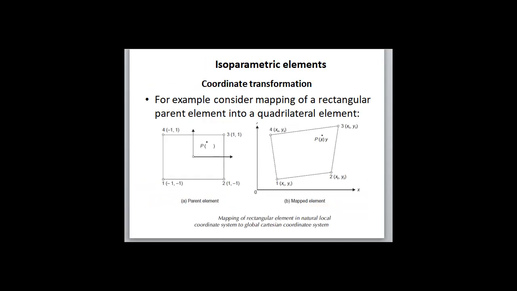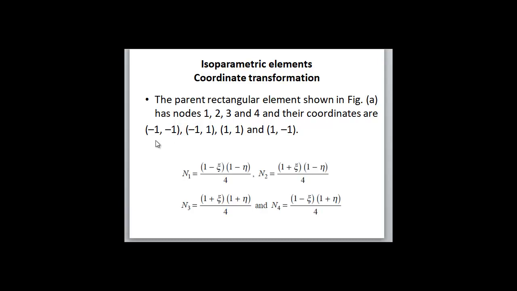For example, consider mapping a rectangular parent element into a quadrilateral element as shown in the figure. The parent element has straight edges with 4 nodes, whereas the mapped element has unequal lengths with 4 nodes. While mapping, the local coordinate system is converted to the global Cartesian coordinate system for this rectangular element. So based on the previous example, the 4-noded rectangular element is mapped to a quadrilateral element by using the global Cartesian coordinate system. Here we can see in the parent element, the 4-noded rectangular element has nodes 1, 2, 3 and 4, and their coordinates are (-1, -1), (-1, 1), (1, 1), (1, -1).